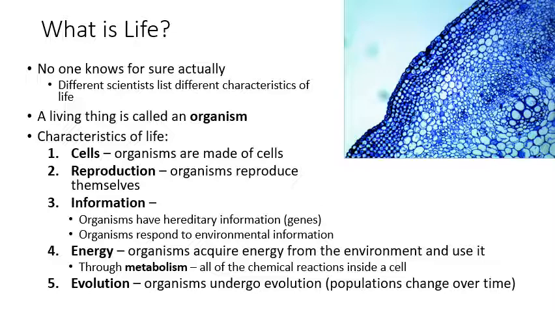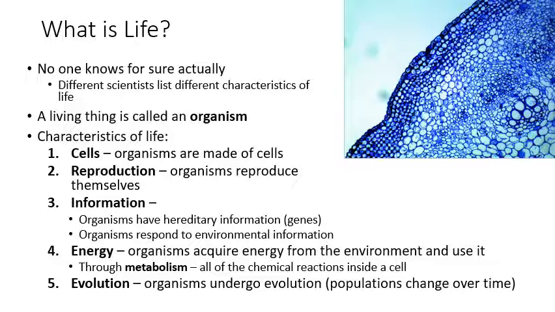The next characteristic is energy. So every organism will have some source of energy in the environment, some way to get energy from the environment, and then it will use that energy to power the reactions inside the cell as part of its metabolism. So metabolism is actually all of the different chemical reactions that occur inside a cell. But usually when we talk about metabolism, we're talking mostly about the reactions that organisms use to get energy from their environment and to store it or to use it.